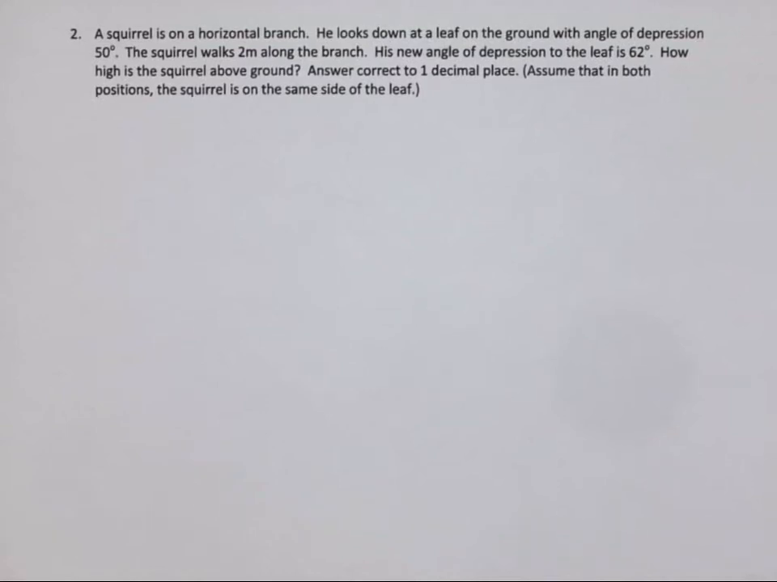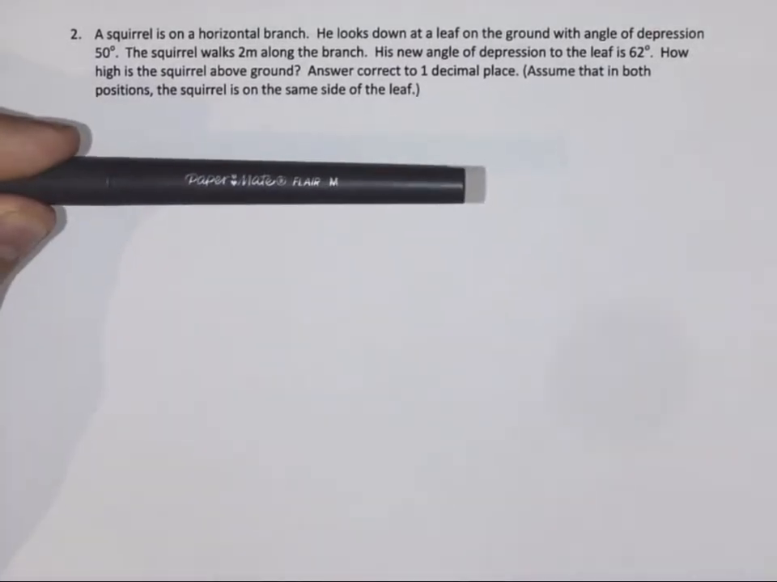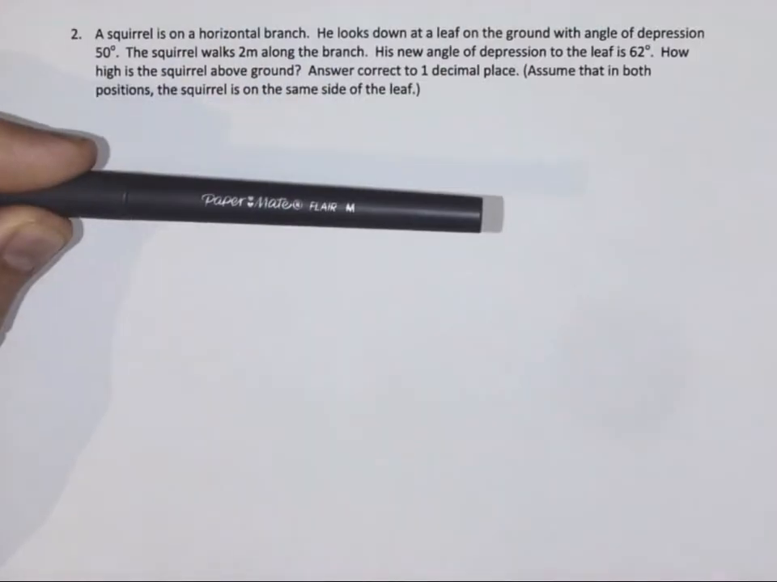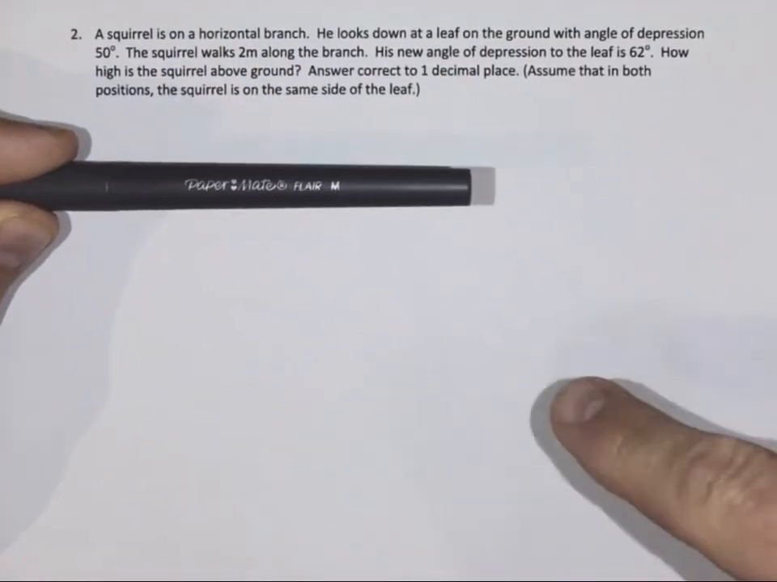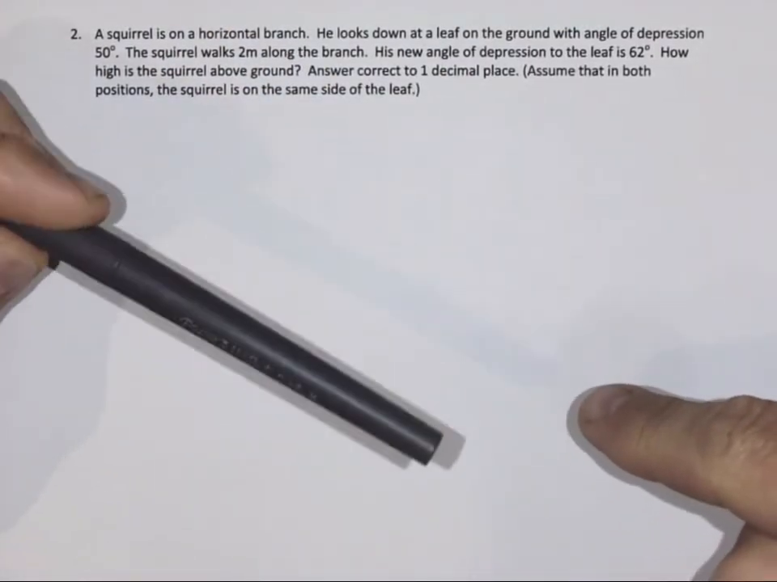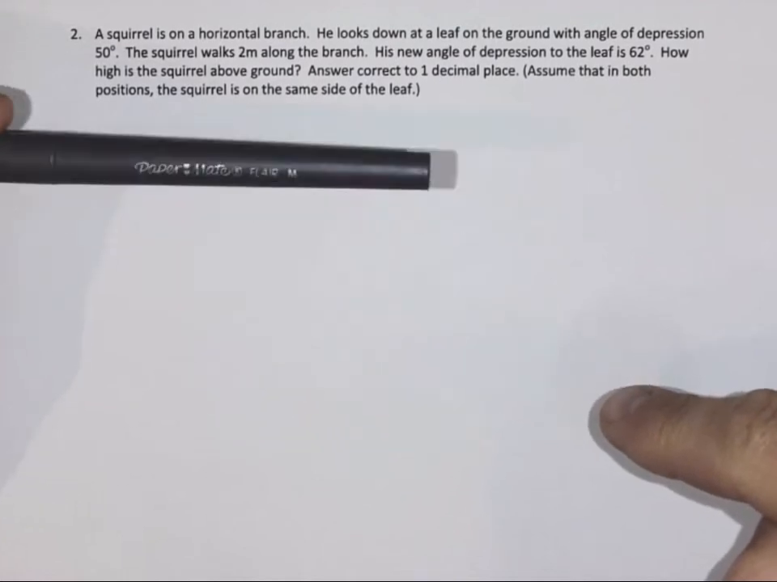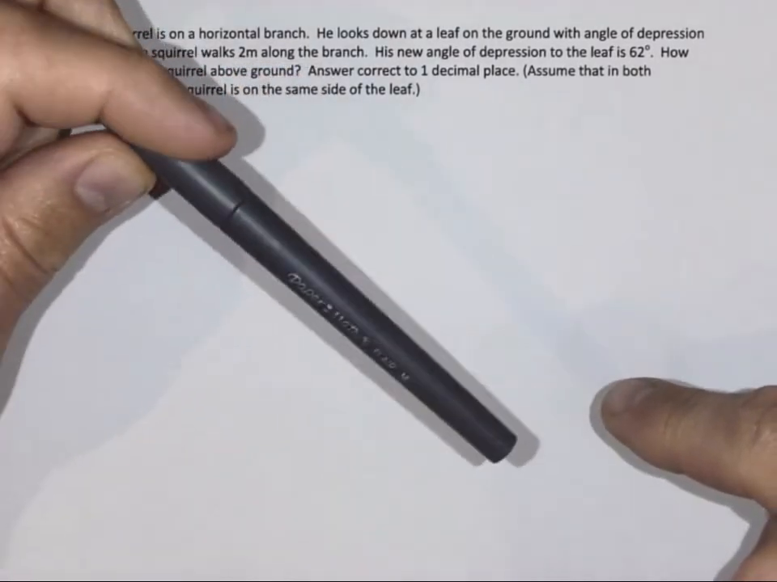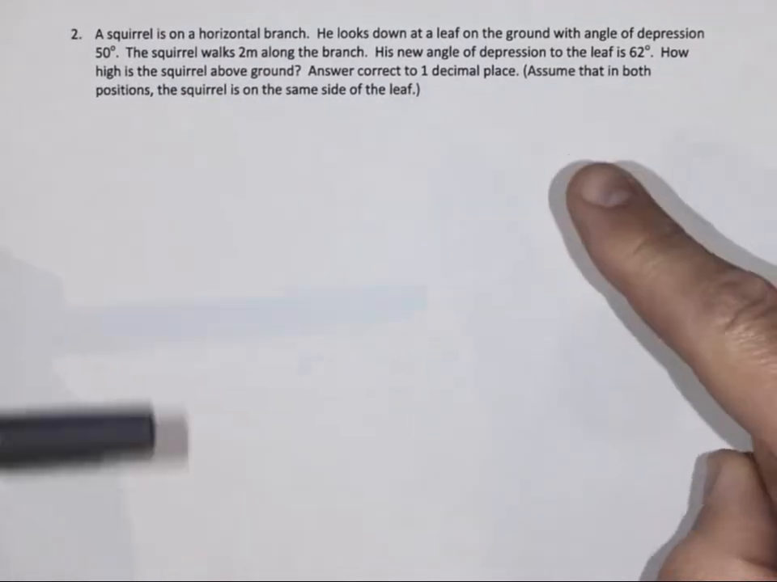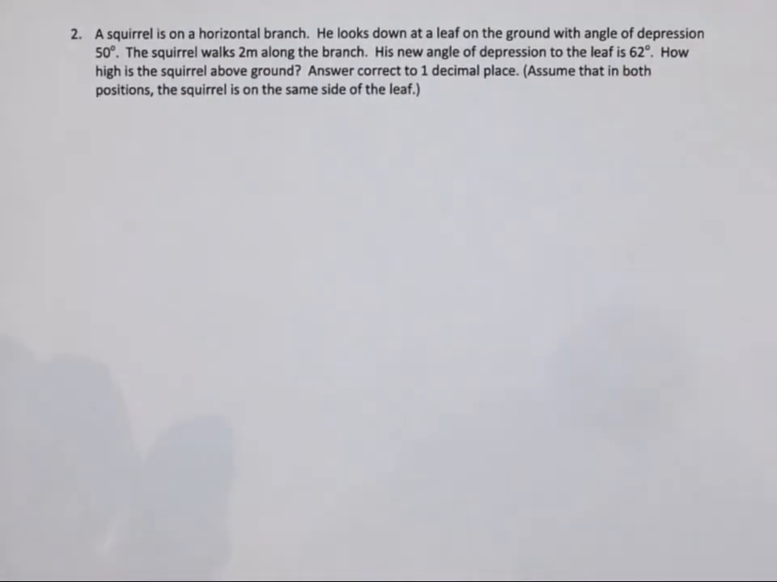Okay, the next example here from the back. Squirrels on a horizontal branch. Remember horizontal? This way. There's the squirrel walking. Looks down at the leaf on the ground with an angle of depression of 50 degrees. Continues to walk 2 meters further and then looks down and we have a new angle of depression of 62 degrees. How high is the squirrel above the ground?